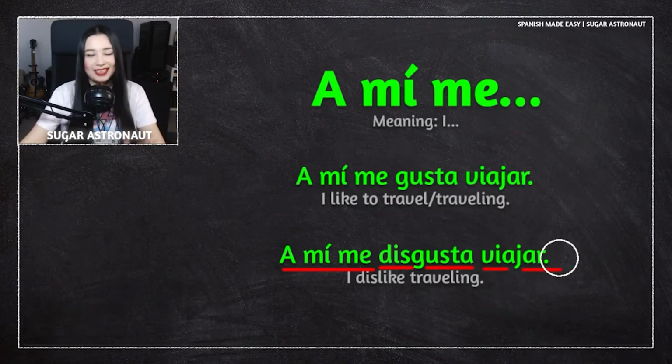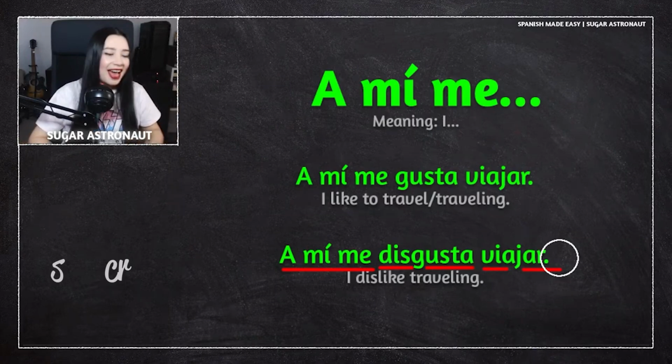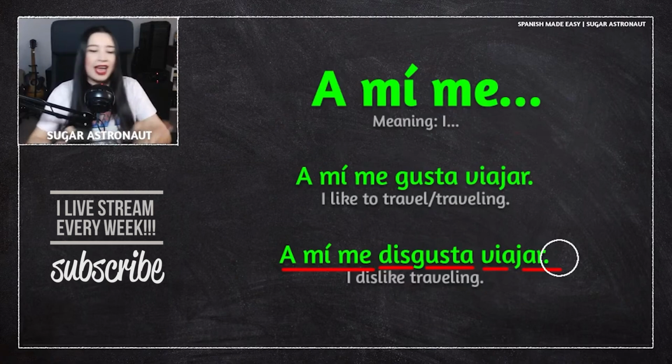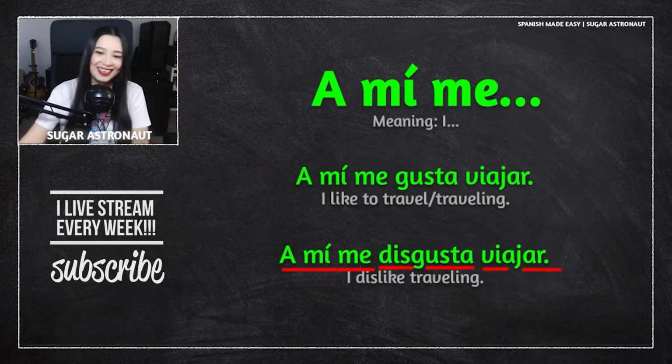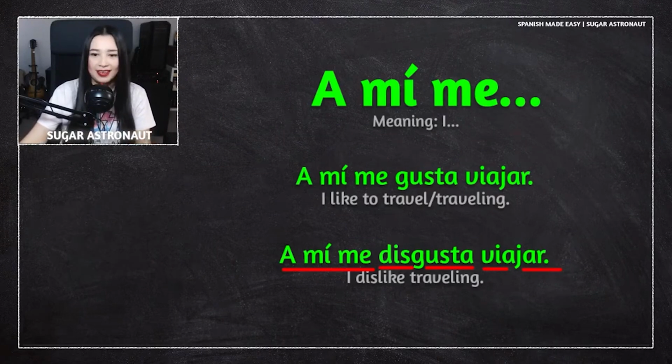A mí me. It sounds like I'm saying one word, but it's actually three. A mí me. A mí me gusta viajar. A mí me disgusta viajar. Okay? It's like I'm saying anime, but it's not anime. I'm saying a mí me. Okay? So that's good to know. That's definitely good to know. You have two options there.